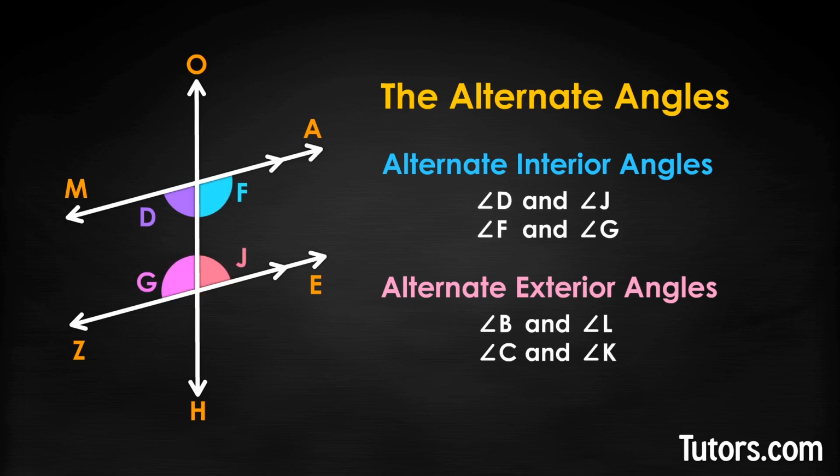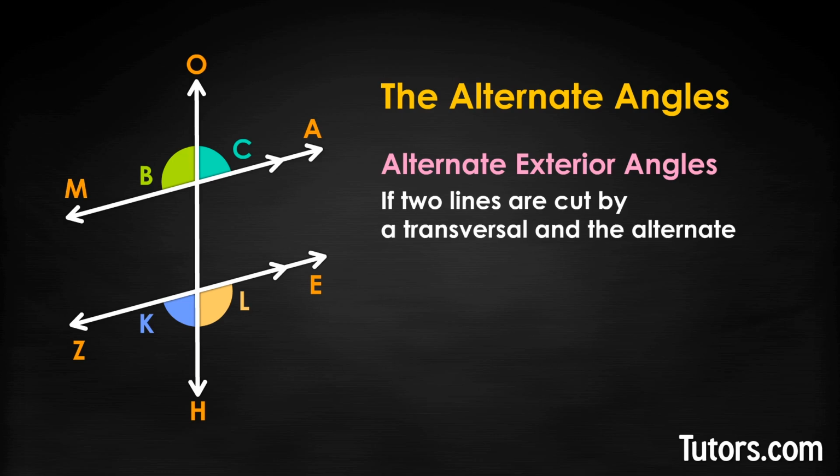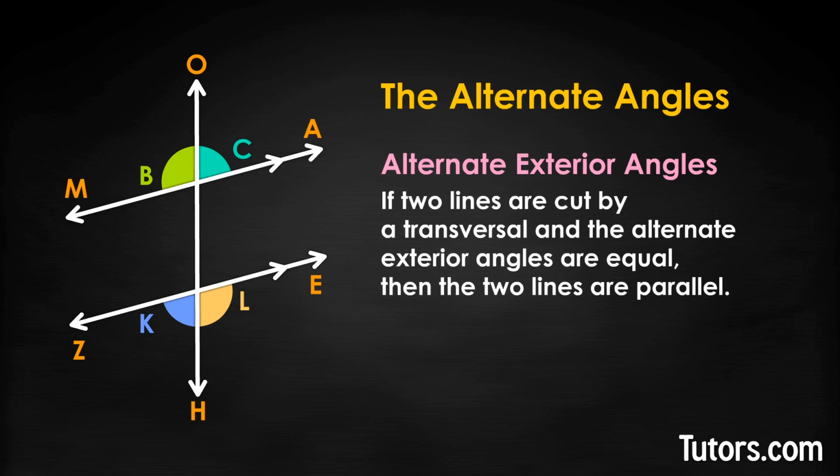Now let's prove lines are parallel with the alternate exterior angles. If just one of our two pairs of alternate exterior angles are equal, then the two lines are parallel because of the alternate exterior angle converse theorem, which says, if two lines are cut by a transversal and the alternate exterior angles are equal, then the two lines are parallel. Angles can be equal or congruent.